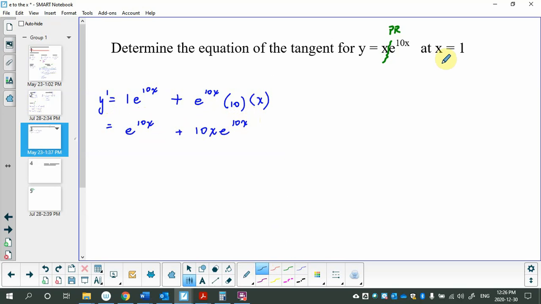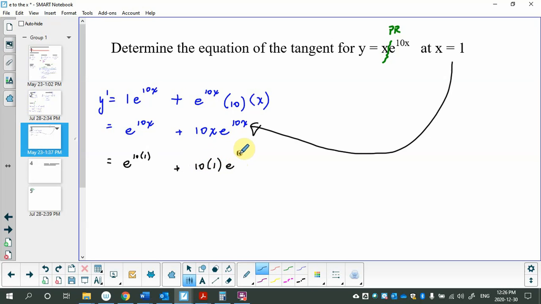I need to put x equals 1 in there. So it doesn't matter if you factor this question or not. You should still get the same slope of the tangent. So e to the 10 times 1 plus 10 times 1 times e to the 10 times 1. So that's e to the 10 plus 10 e to the 10. And there is an invisible 1 sitting right there.